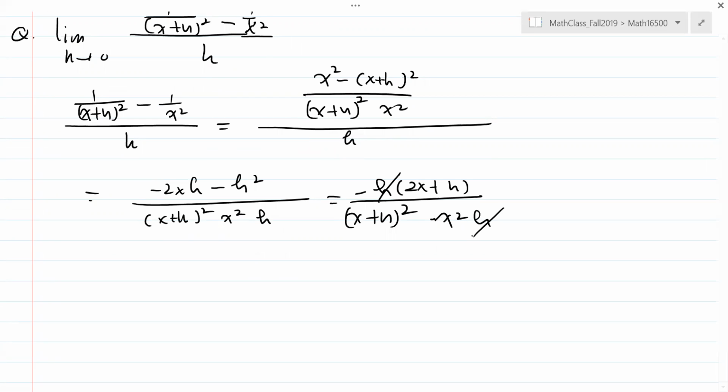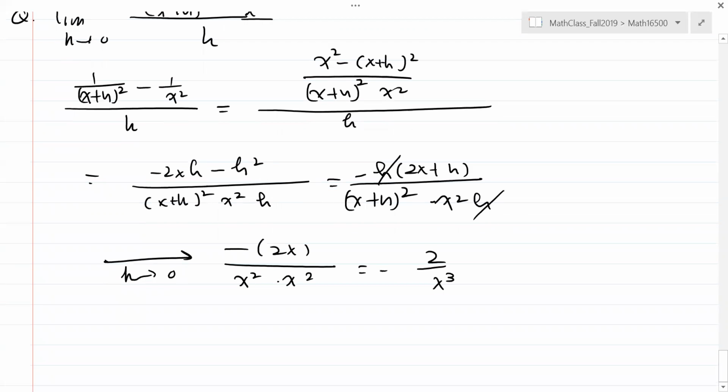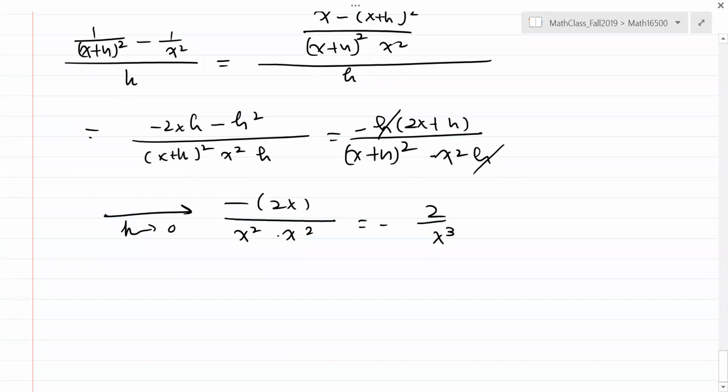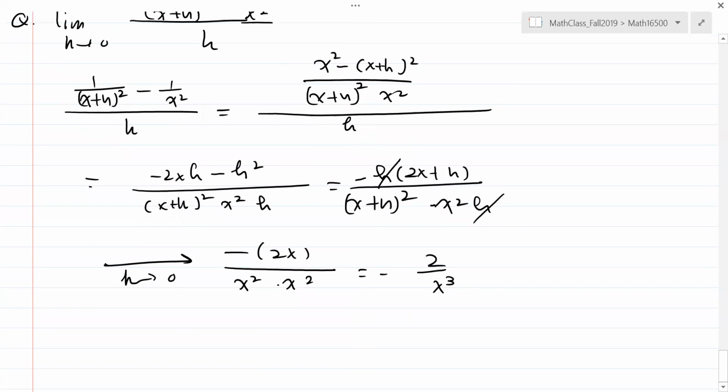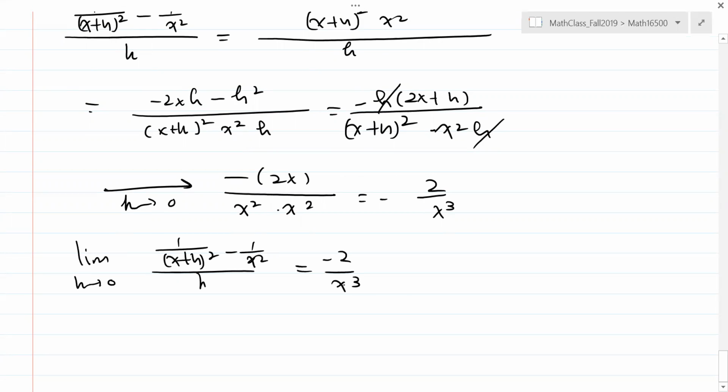Okay. So now it's clear that as h approaches 0, the numerator approaches 2x, here's x squared, and x squared, so the answer will be 2 over x cubed. Okay, so this is going to be the limit of the function. So this is a limit. Let's rewrite the limit here: the limit as h approaches 0 of 1 over (x plus h) squared minus 1 over x squared over h is going to be negative 2 over x cubed.